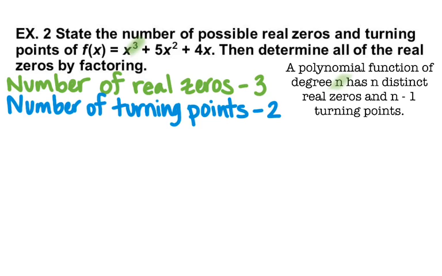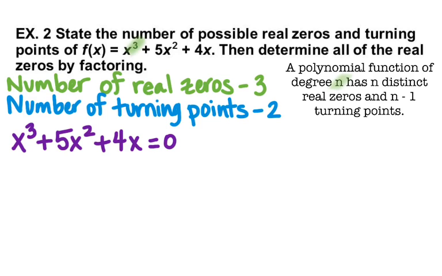Now we're going to take this polynomial and factor it to find all of the zeros. So first thing I notice with this function is that they all have an x in common. So I'm going to factor an x out of each term, and I'm going to leave that x out front. So I'll be left with x squared plus 5x plus 4.